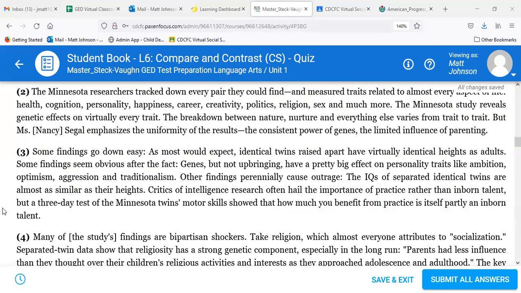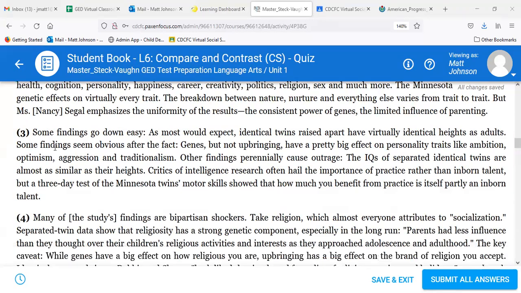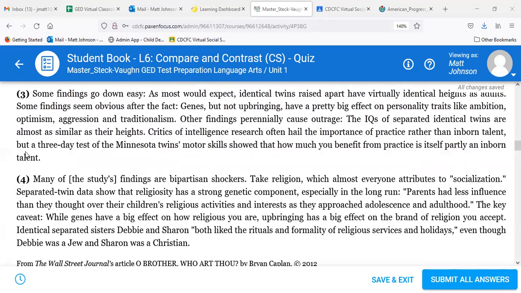Critics of intelligence research often hail the importance of practice rather than inborn talent. But a 3-day test of the Minnesota twins' motor skills showed that how much you benefit from practice is itself partly an inborn talent. Many of the study's findings are bipartisan shockers. Take religion, which almost everyone attributes to socialization. Separated twin data show that religiosity has a strong genetic component, especially in the long run.